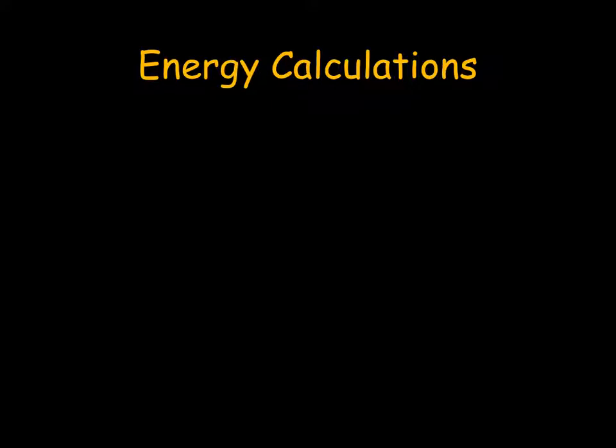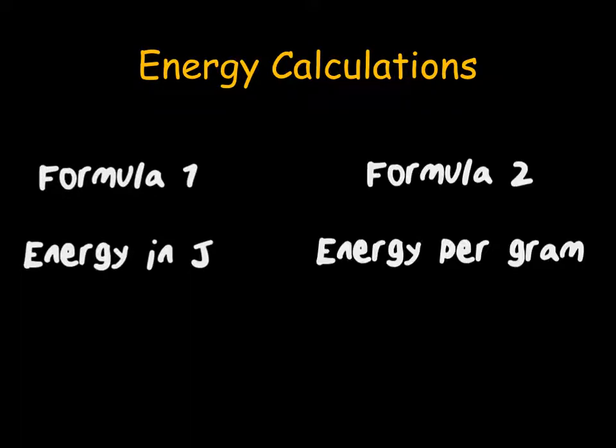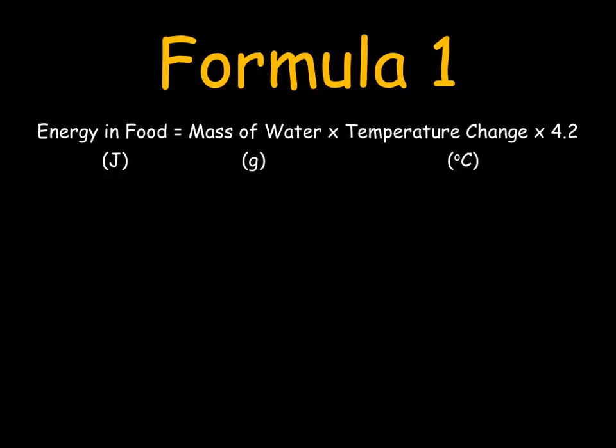So far, we have got one piece of information, which is the temperature change of the water. We will now look at two equations which will allow us to work out the overall energy that has been released, and therefore work out the energy per gram of the food. Our first equation will allow us to work out the overall energy in the food.